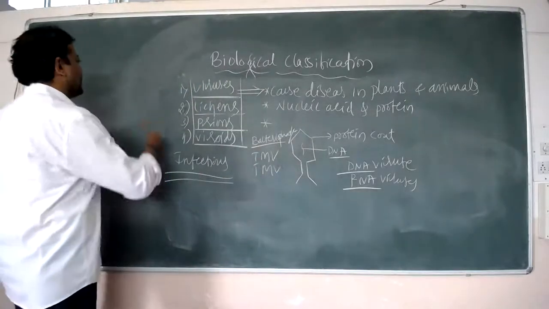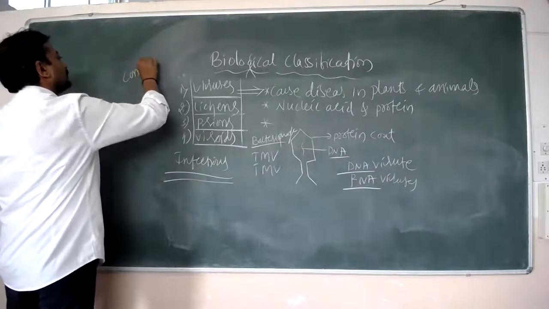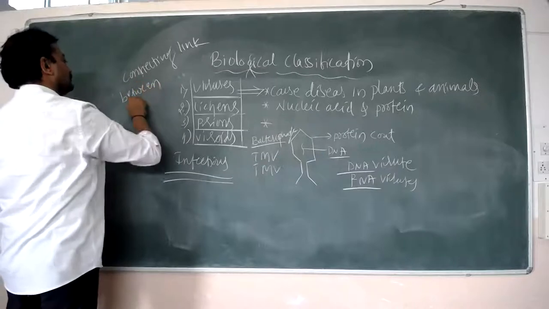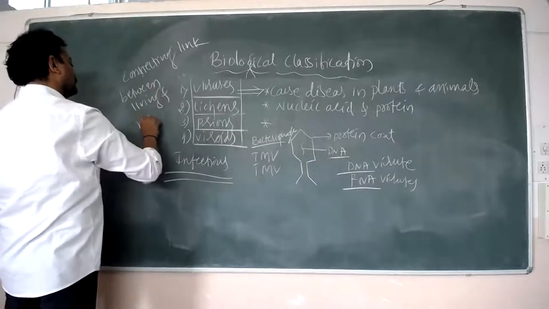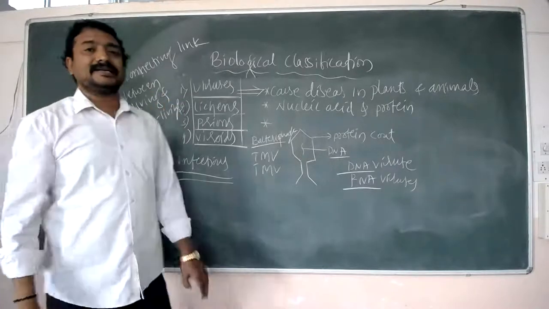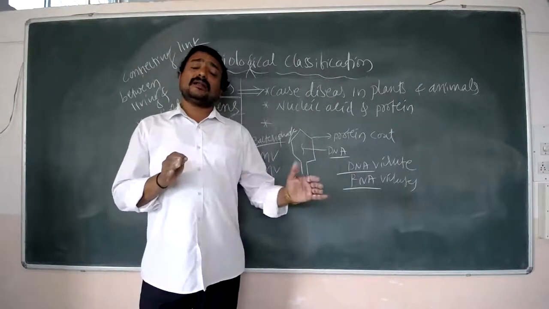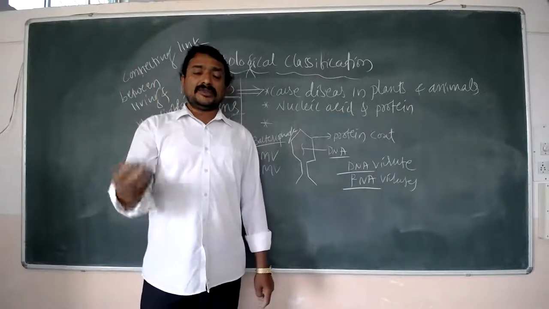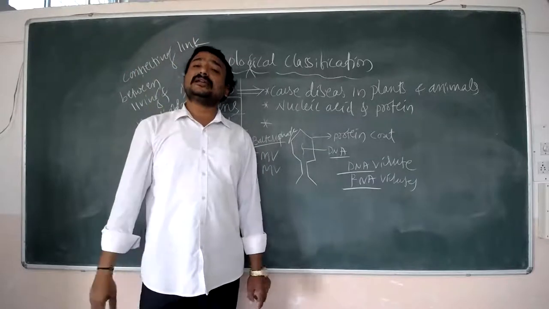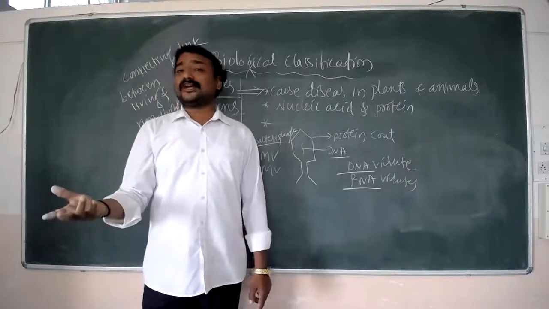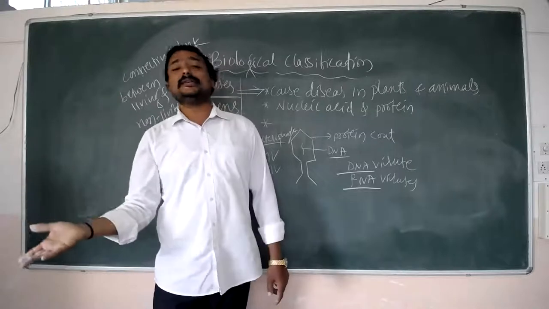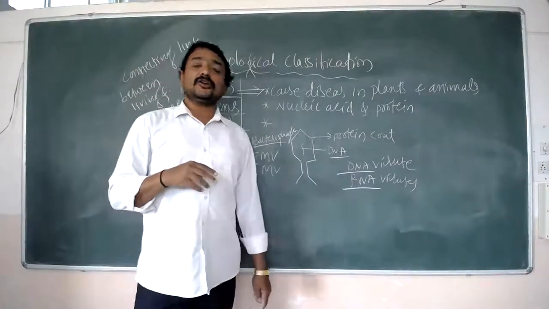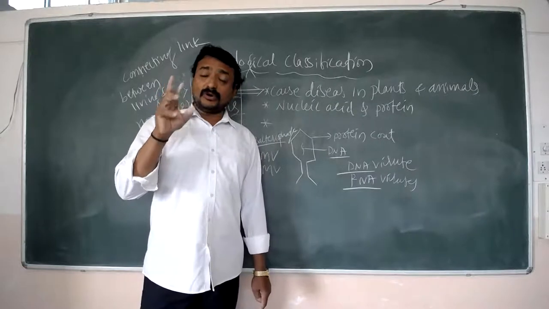These viruses are known as the connecting link between living and non-living. Because when these viruses infect an organism, when they enter the body of the organism, they start behaving like a living organism. But when they are present outside the organism, in the soil or on any substances, they behave like non-living. That's why these are known as the connecting link between living and non-living. So they have both characters.